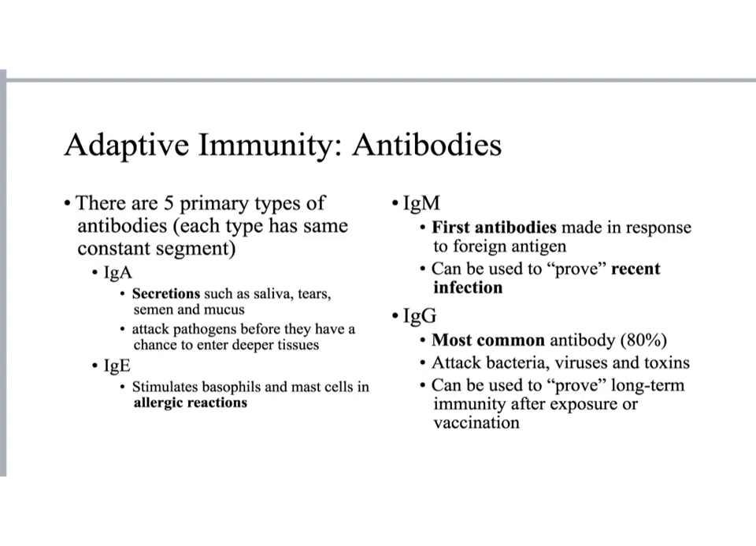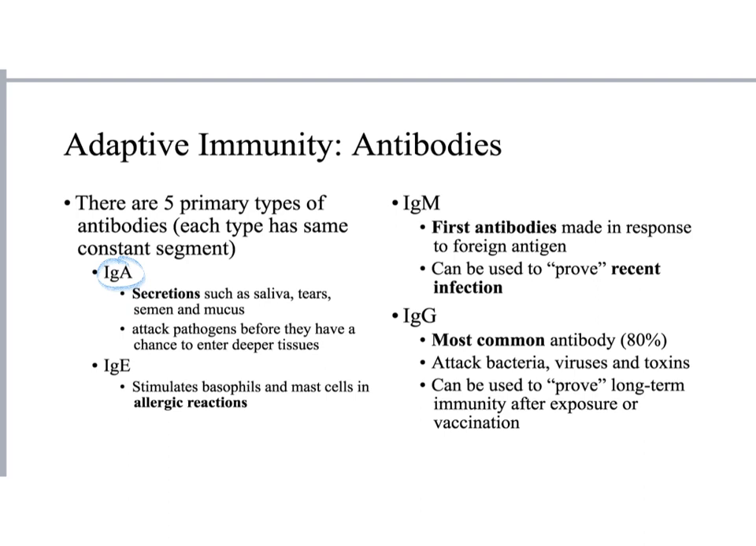Okay, so I mentioned that there were different types or groups of antibodies, and that's the constant segment. So for example, all IgA antibodies would have the same constant segment. That's how you identify that antibody as IgA. So there are more than the 4 that I've listed here, but these are the 4 main ones that you'll be using in the future, I'm sure. So these are the ones I want to highlight.